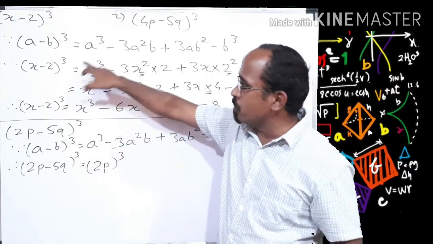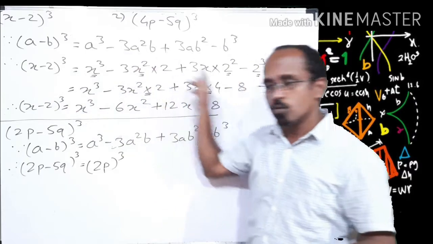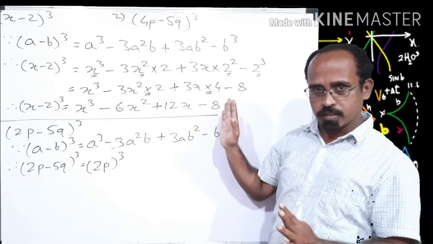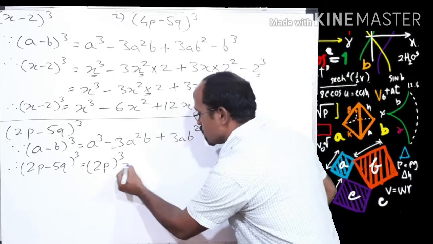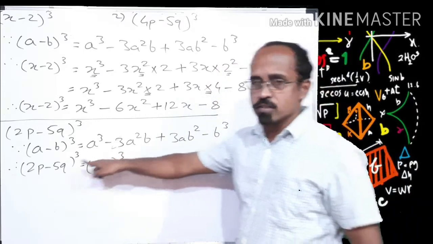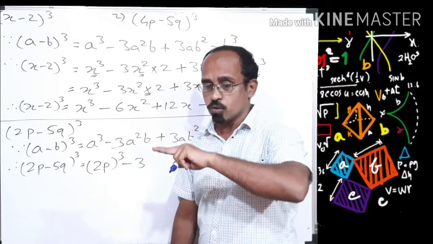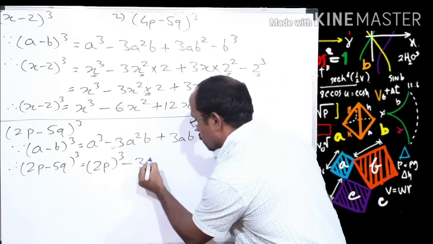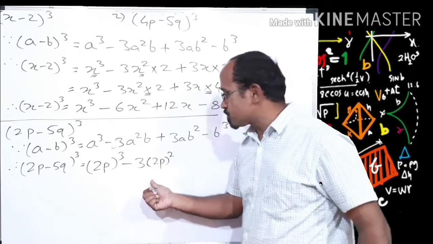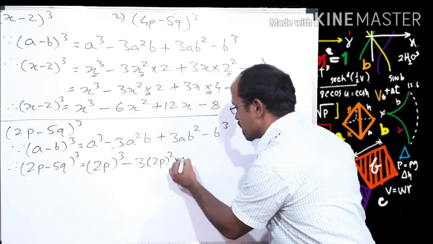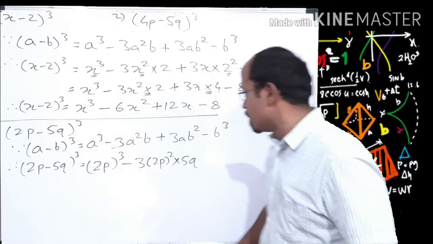In the previous example, x was alone, so it was not enclosed within a bracket. 2 was alone, so it was not enclosed within the bracket. Clear, friends? So (2p) cube minus 3 into a square. Once again, a square is nothing but 2p, the square of both terms, both 2 and p. So (2p) whole square. Clear? Into b, b is nothing but 5q. B will be replaced by 5q.